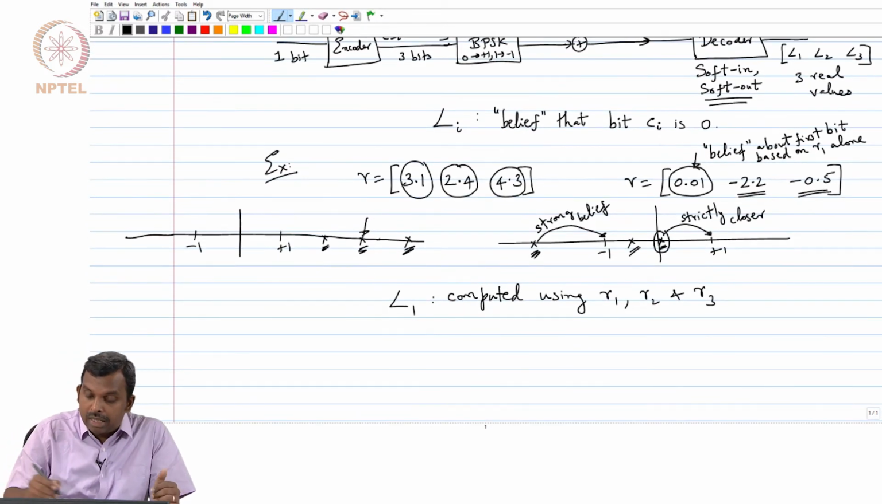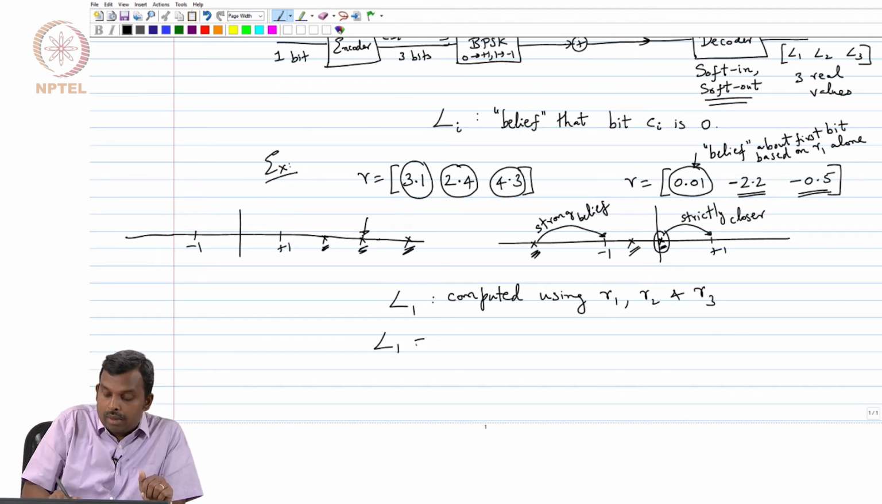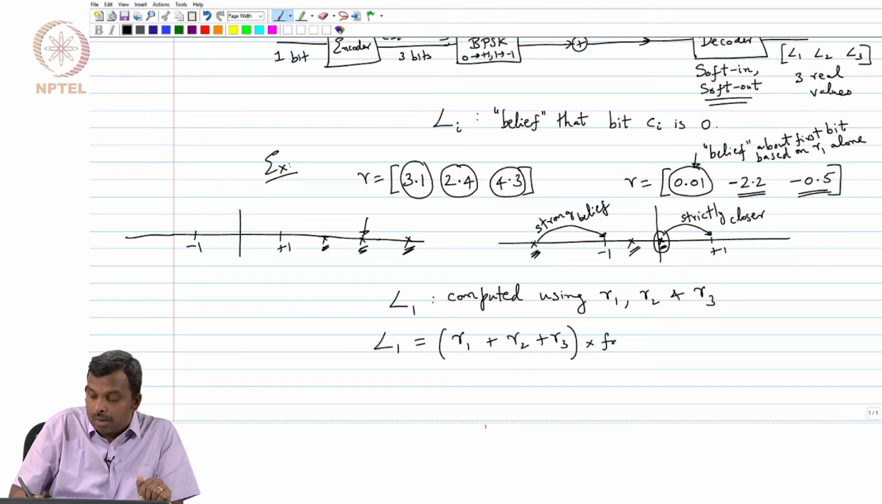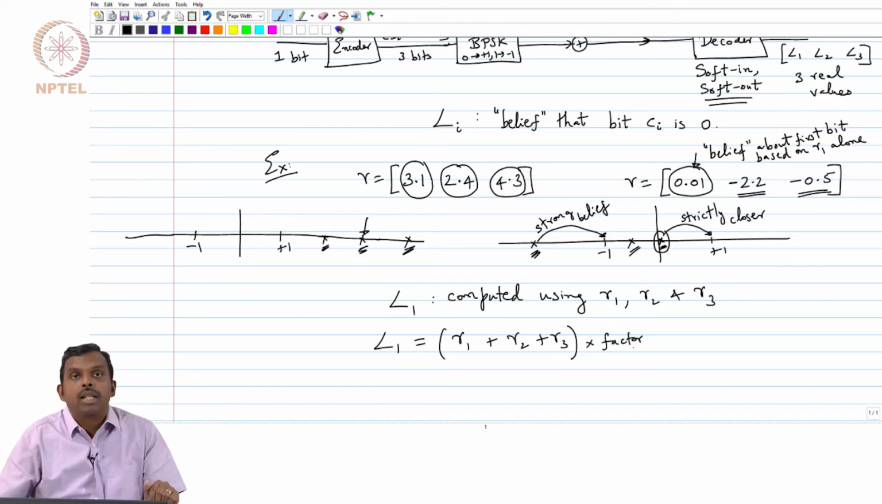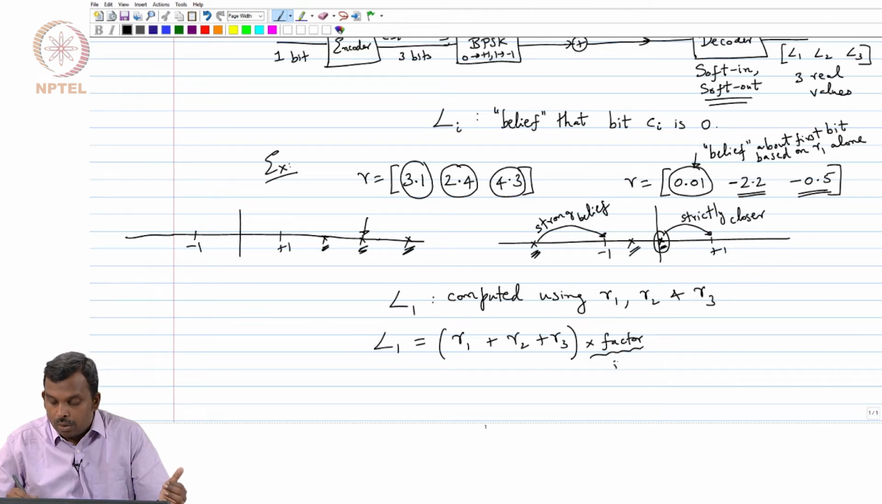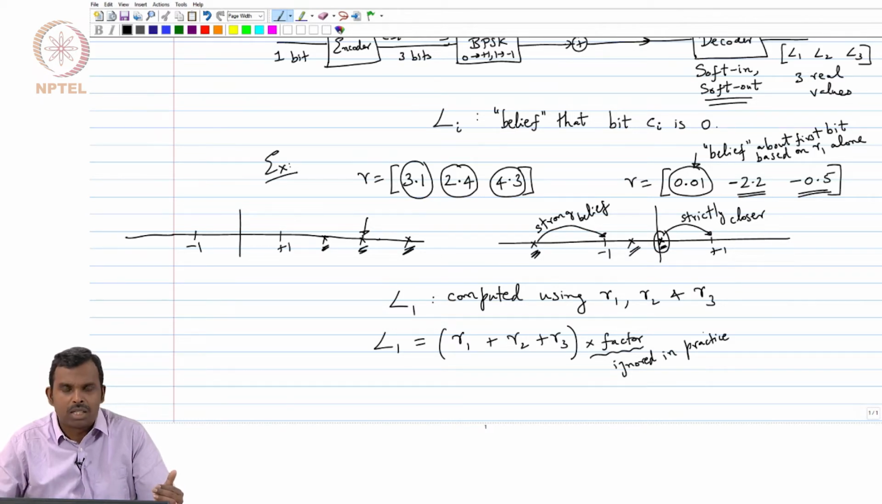So it turns out the correct way to compute this is L1 equals R1 plus R2 plus R3. Maybe you might want to scale it with something. Okay, you multiply by some factor. Theoretically putting that factor there is good, but in practice people just ignore this factor. So you can just say R1 plus R2 plus R3. You don't lose much by ignoring that factor, it's a positive factor.